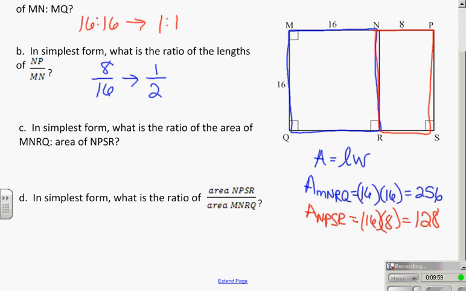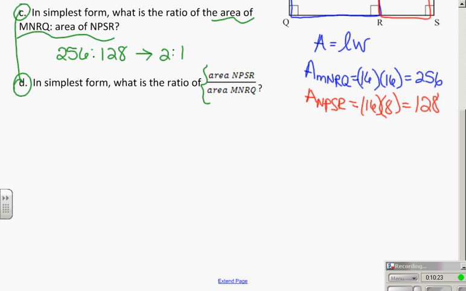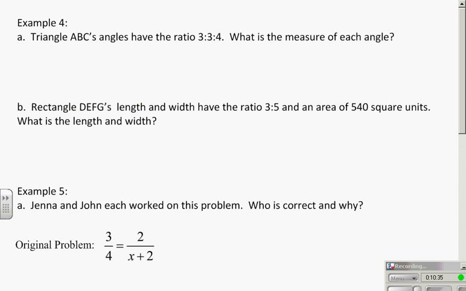Now that I have my areas calculated, I can easily transfer over and do my ratios. And the ratios are going to be 256 compared to 128. And simplified, that's 2 to 1. Now, what's the difference between C to D? It's just the order of the ratio, because that does matter. So in this case, it's 128 over 256, which is going to be 1/2. So you always have to be careful how you are comparing numbers.